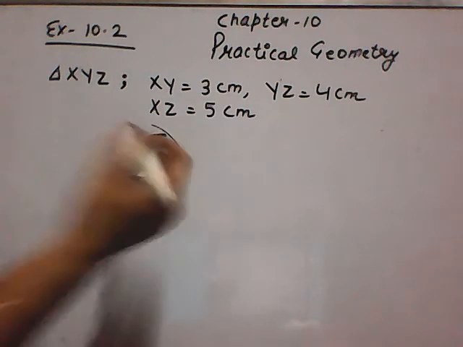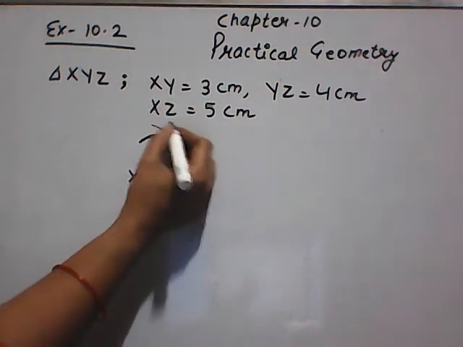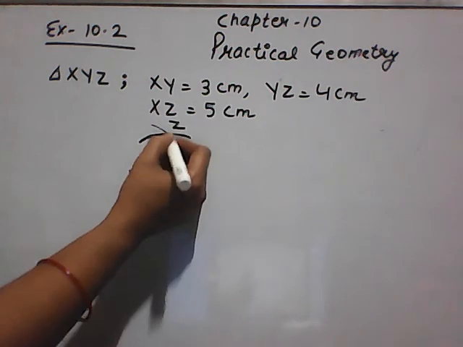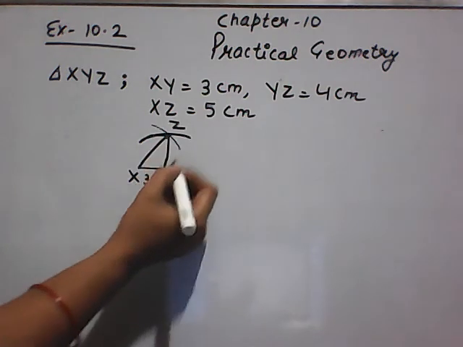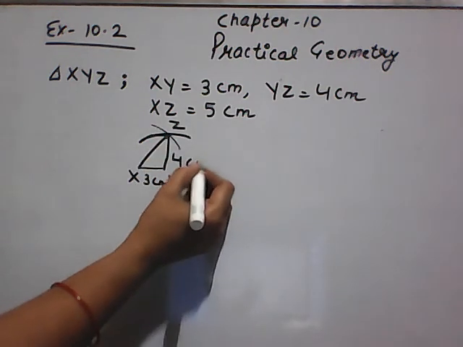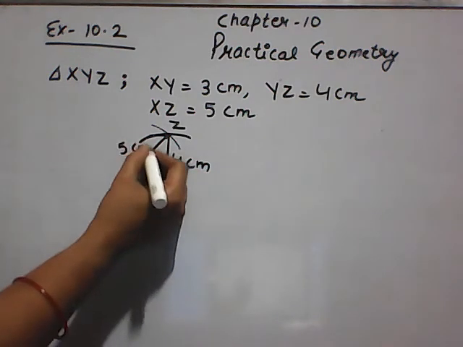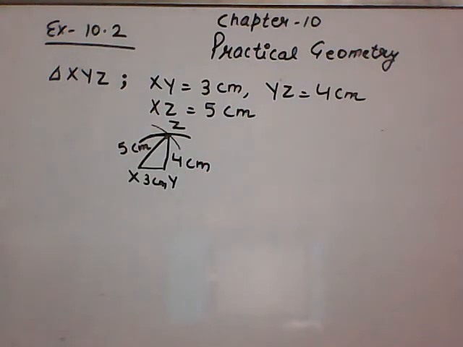Now you can extend this arc. It is XZ. Now join XZ and join YZ. Here YZ is 4 centimeter and XZ is 5 centimeter. In this way you can construct triangles when three sides of a triangle are given to you. Let's move to the next condition.